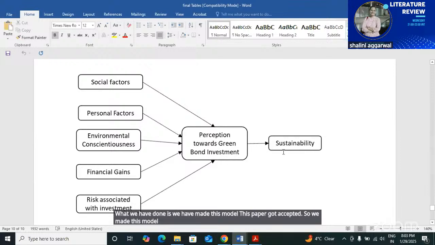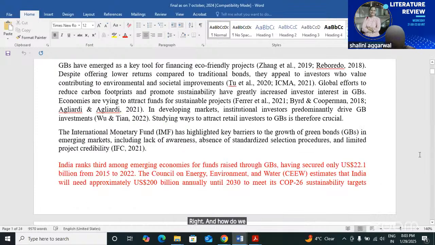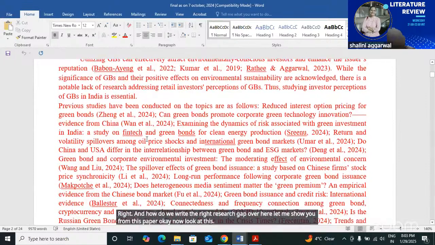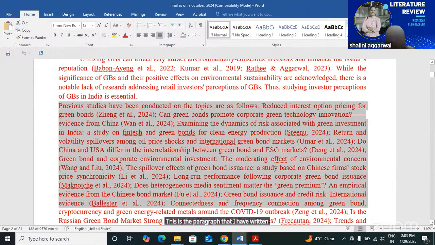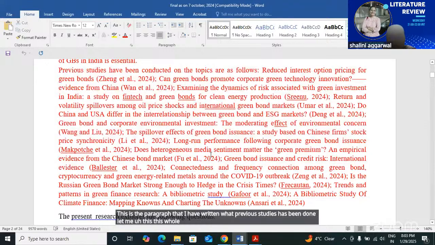But before making this model, we had to make sure no author had done work like this before, right? So how do we come to know about it? We come to know by reading the papers and the abstracts. And how do we write the research gap here? Let me show you from this paper. Now look at this. This is a paragraph that I have written. This whole paragraph is on the previous studies.